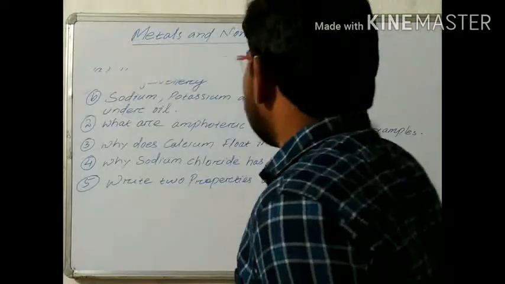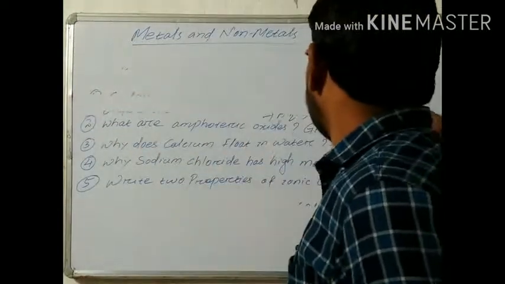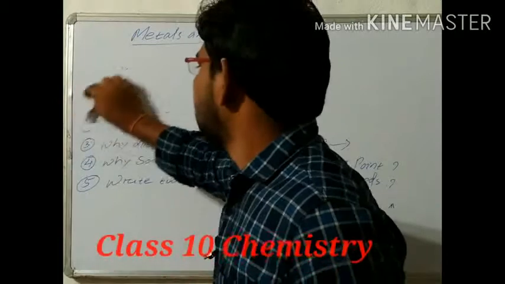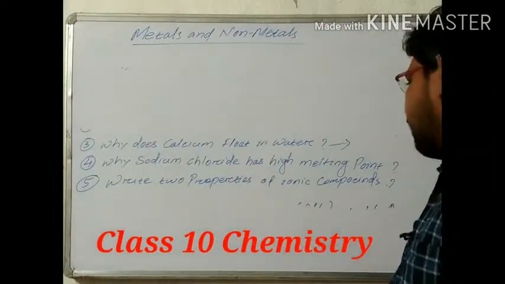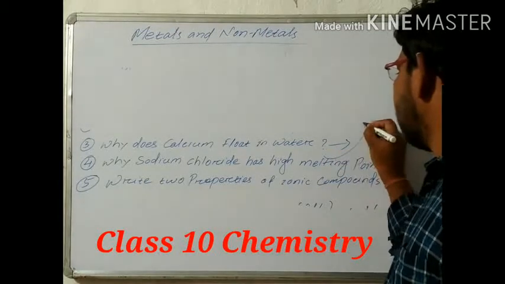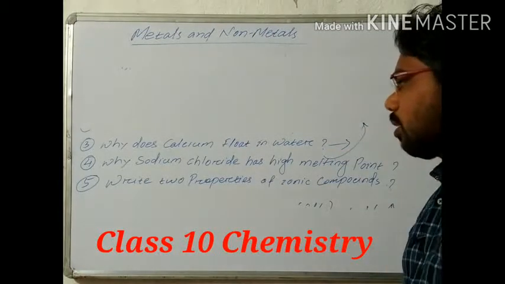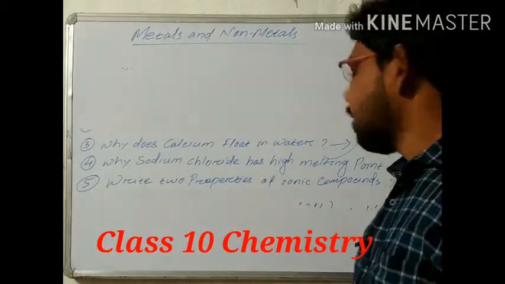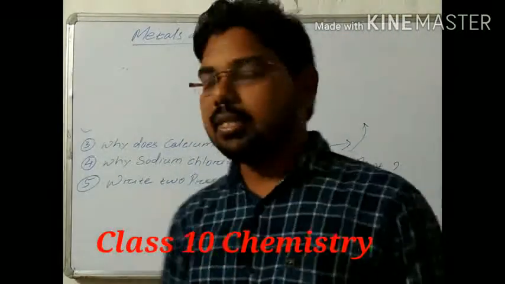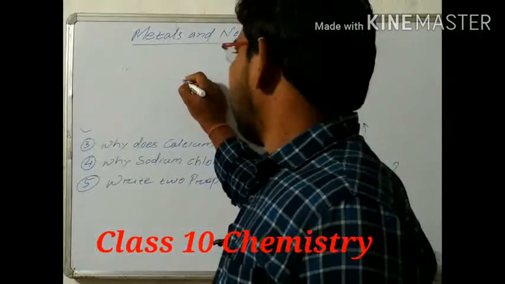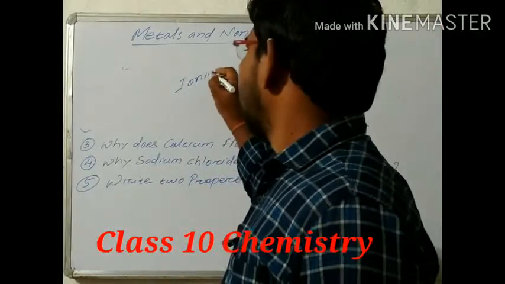The next question, number 4: why does sodium chloride have a high melting point? We know that sodium chloride is an ionic compound.